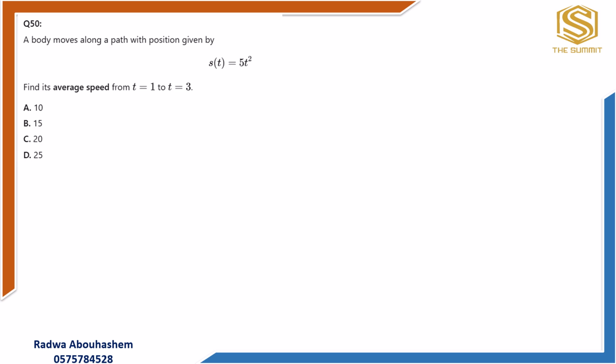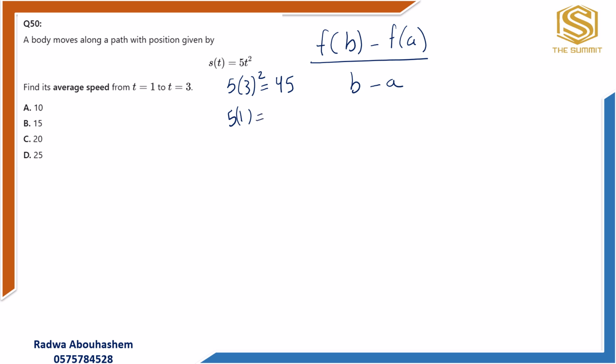A body moves along a path with position given by s of t equals 5t squared. Find its average speed. As you remember again, this is the rule for the average rate or the average speed. So let's apply it. I'll substitute first with 3, it would be 45. Substitute with 1, it would be 5. So 45 minus 5 over 3 minus 1 gives me 40 over 2, gives me 20.